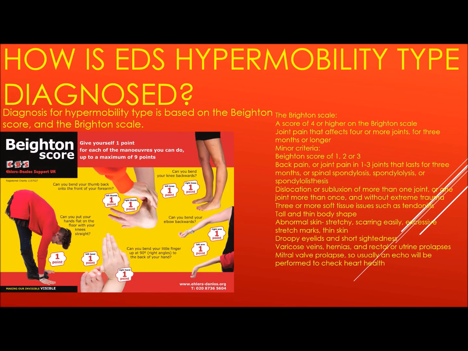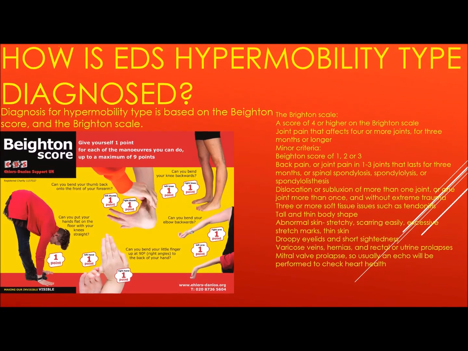Diagnosis of hypermobility type is based on the Beighton score and the Brighton scale. To be considered hypermobile, someone must have 4 or more of the points shown. However, even if a positive score is indicated, this does not necessarily mean that the individual has EDS hypermobility type, as some people are naturally flexible. To be diagnosed, a patient must have either 2 major criteria, 1 major criteria and 2 minor criteria, 4 minor criteria, or 2 minor and a diagnosed first-degree relative.